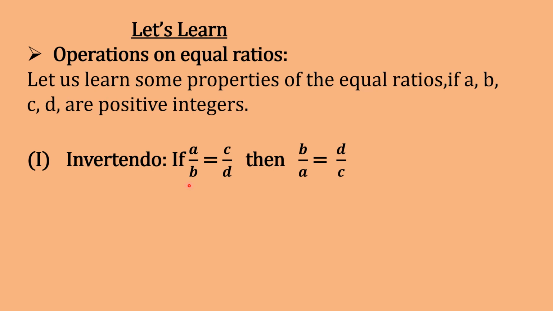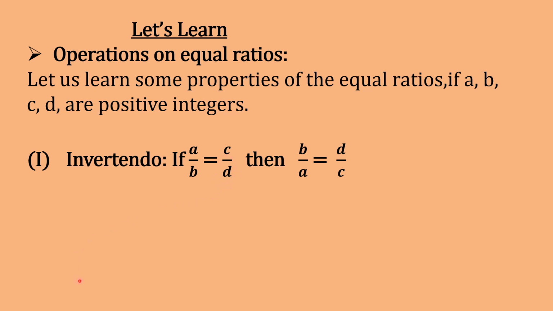If A upon B is equal to C upon D, these are two ratios. If A upon B is equal to C upon D, meaning both these ratios are equal, then B upon A, see, we have inverted, then B upon A equals D upon C. This is the property of invertendo. It means you have to invert it. Denominator goes to numerator and numerator comes to denominator.